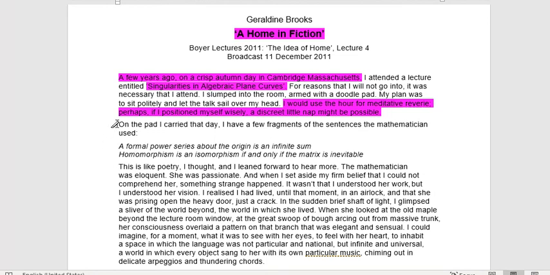Continuing on. "On the pad I carried that day, I have a few fragments of the sentences the mathematician used. A formal power series about the origin is an infinite sum."